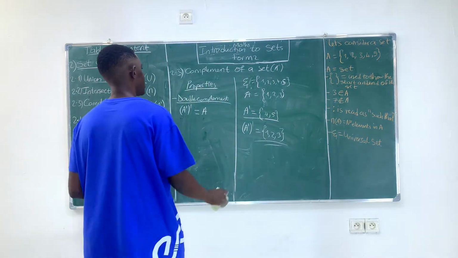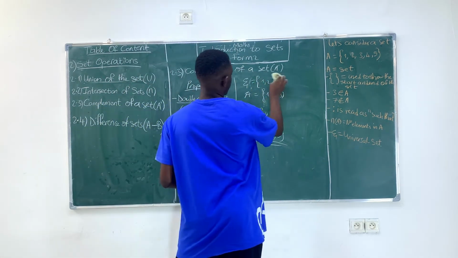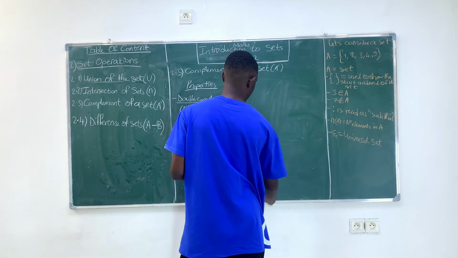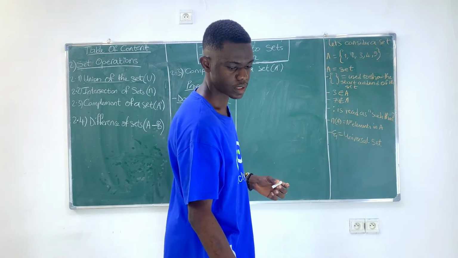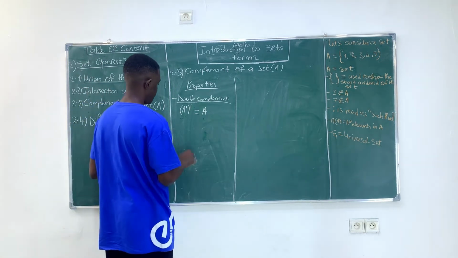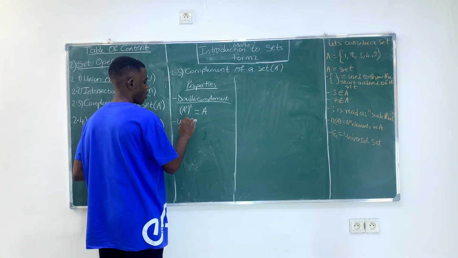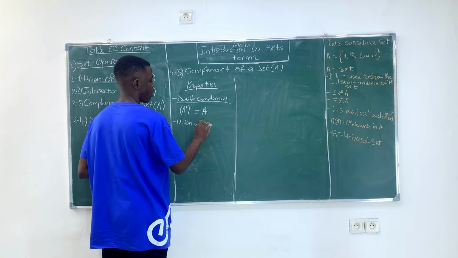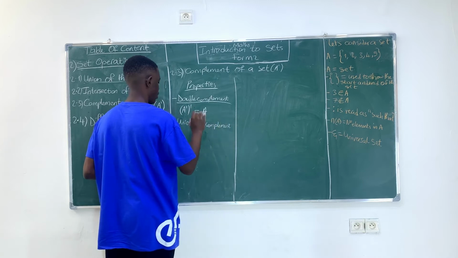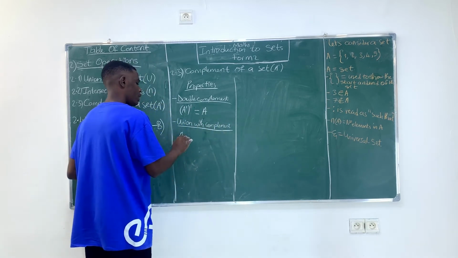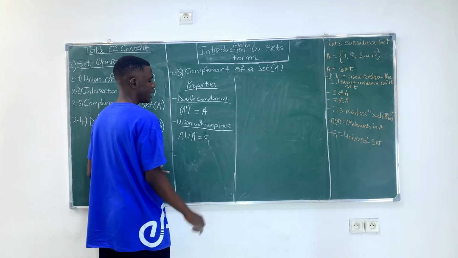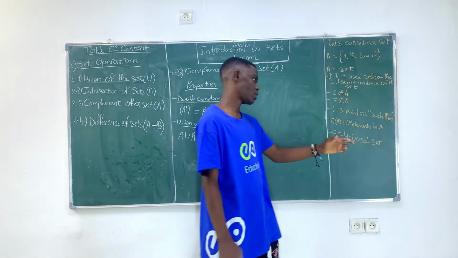Alright, so let's do the next property. The next property is union complement. It states that A union A prime is equal to your Zeta, where Zeta is the universal set.